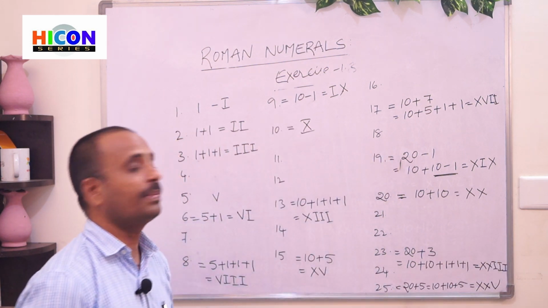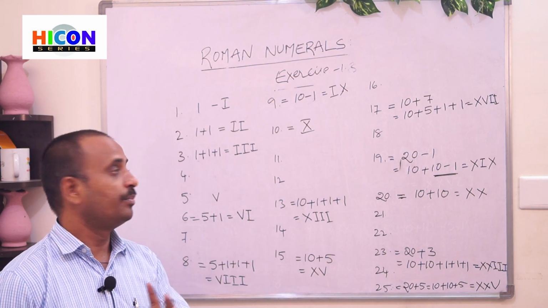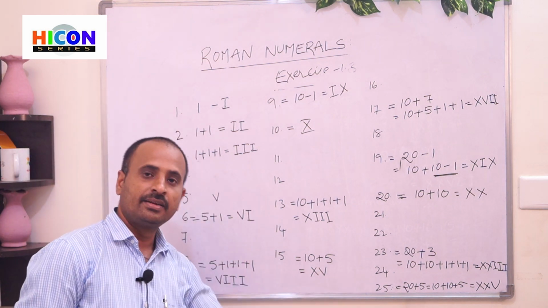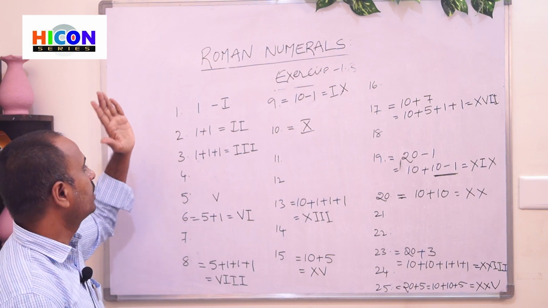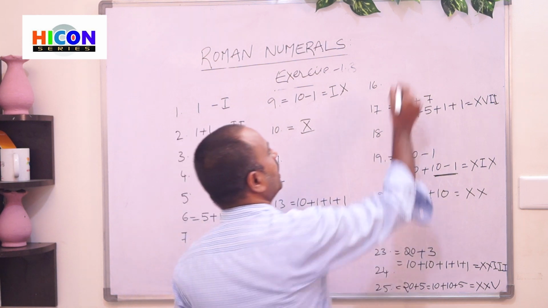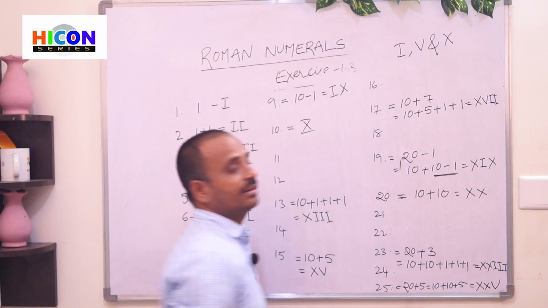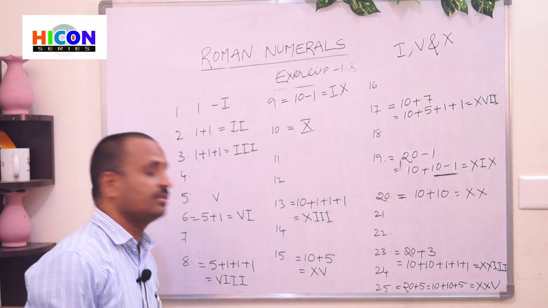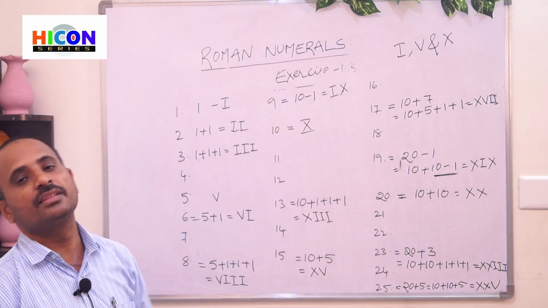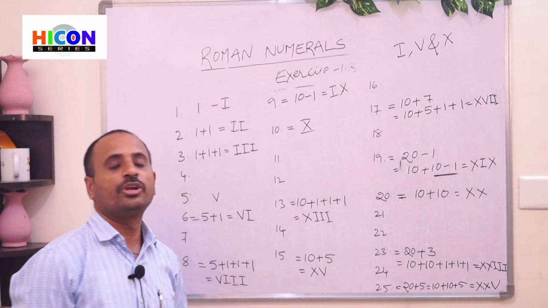So children, practice in this way up to 39 in your notebook. Make a table in your notebook and write the numbers from 1 to 39 and write the Roman numerals for the numbers 1 to 39 just by using 3 symbols, that is I, V and X. So we can write the Roman numerals up to 39 just by using the 3 symbols I, V and X. So practice this table in your notebook.